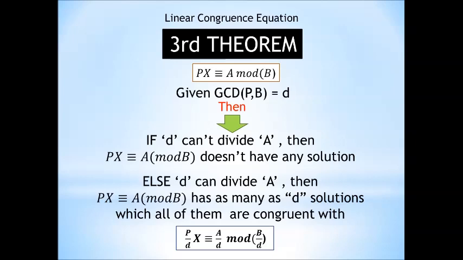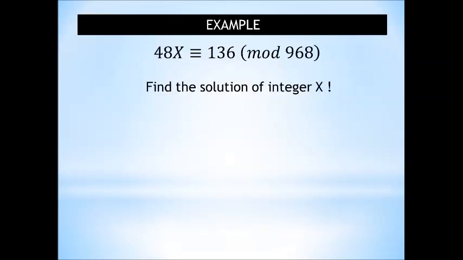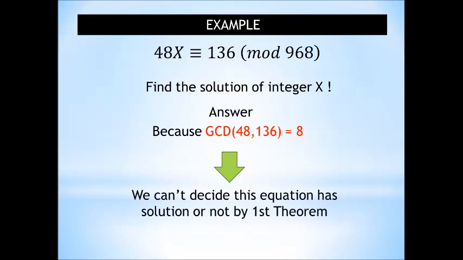Now, let's try the example here. The example is 48x congruent 136 mod 968. Find the solution of integers x. Answer: because the GCD of 48 and 136 is 8, we cannot decide whether this equation has a solution or not by the first theorem. So, we will apply the third theorem.